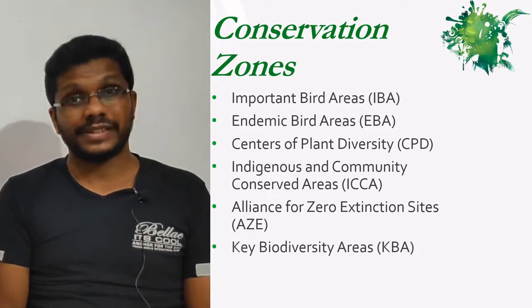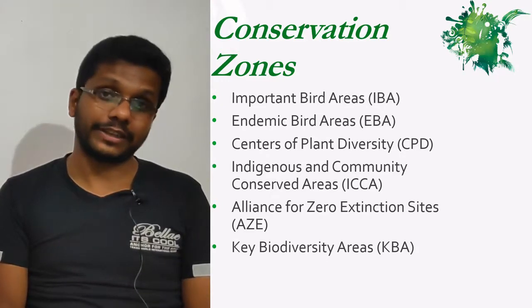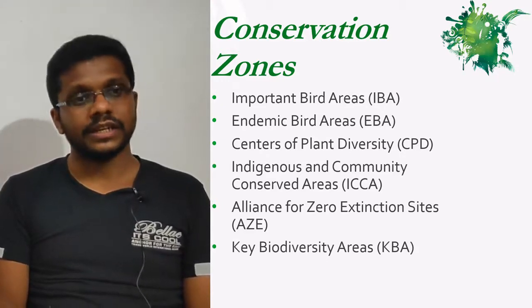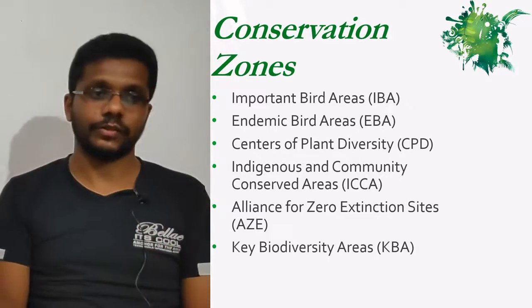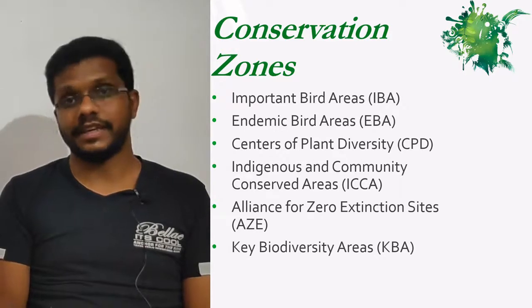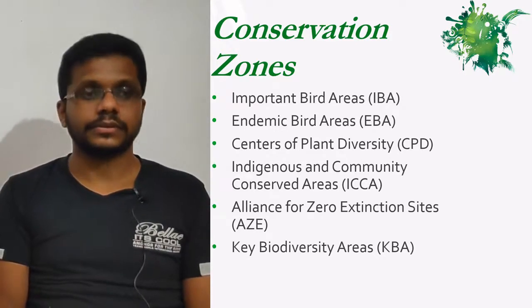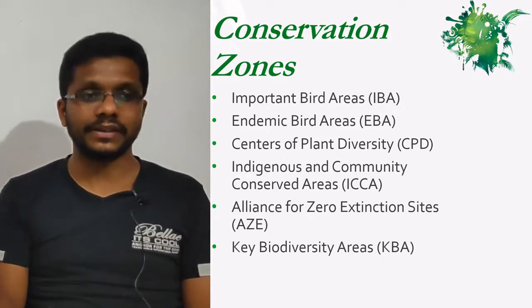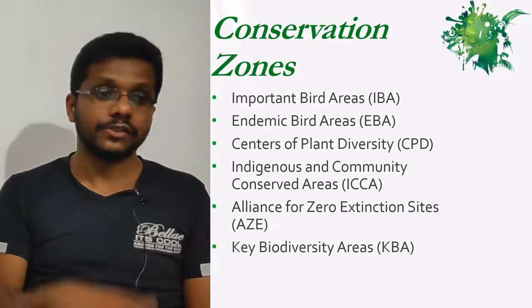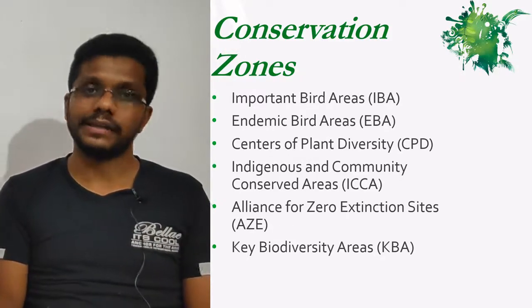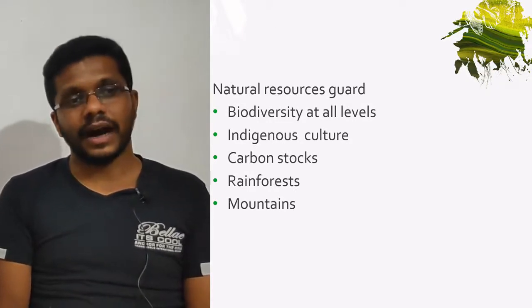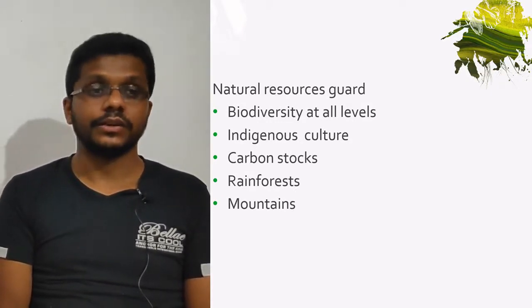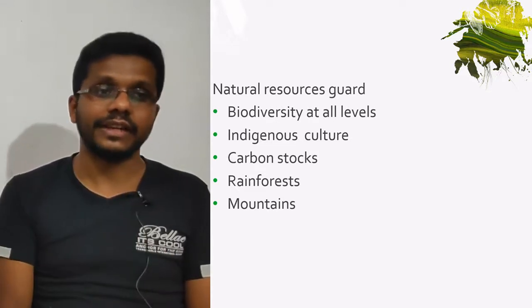There are also conservation zones. They are not actually protected areas, but they are zones. They are like the Important Bird Area, because they are important for the conservation of the birds, or the Endemic Bird Area (EBA). They are the home for the endemic birds, center for plant diversity. So these zones also help in biodiversity conservation. It actually guards the natural resources at different levels.